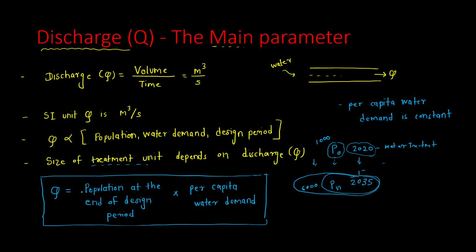So the first thing in the formula, population at the end of design period, means we have to take 6000, not 1000. And per capita water demand means the amount of water that an individual requires in a particular day. Now in the next video we'll see this in detail. So you just learn this formula and we'll move to the next video.